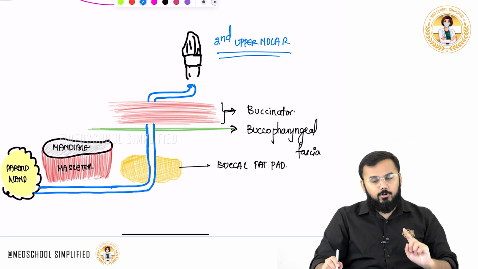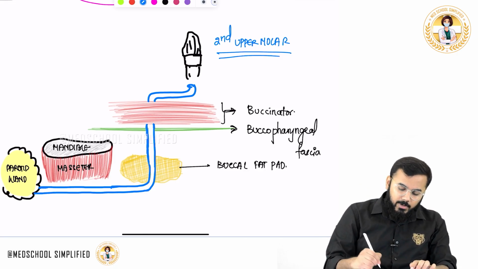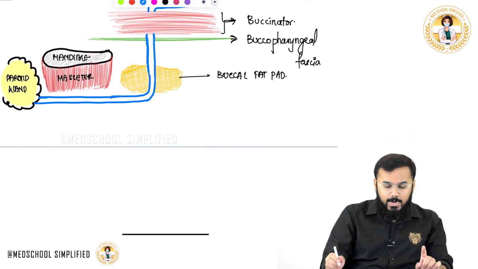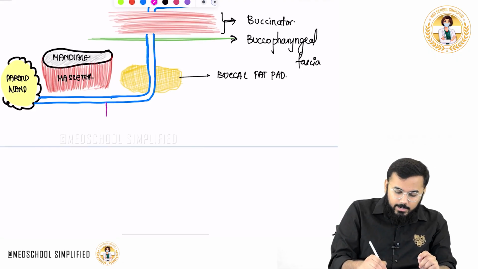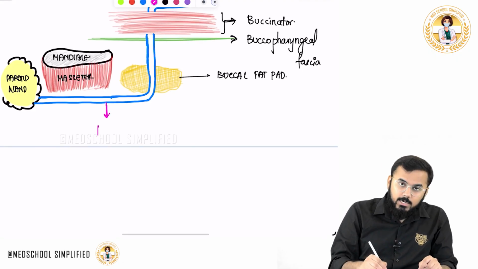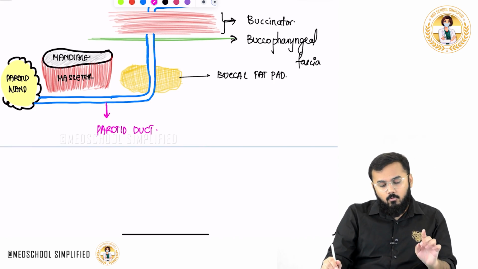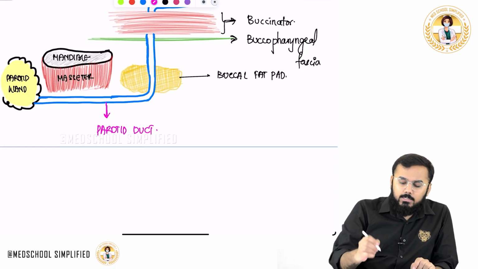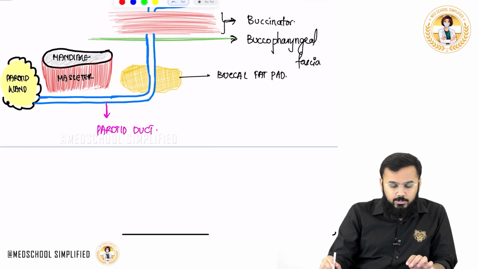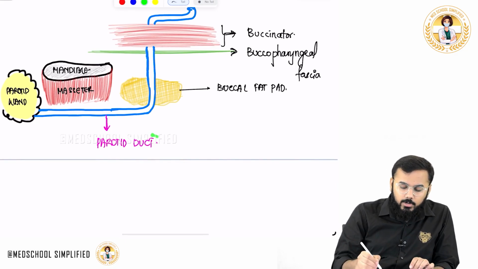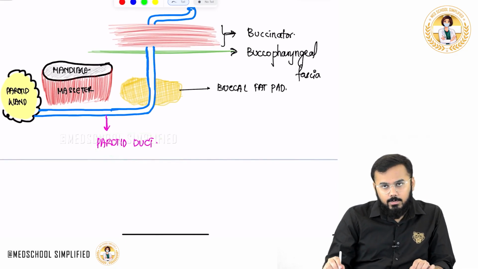If I have to tell you one thing, this particular gland is your parotid gland. Attached to this parotid gland, you see a duct here. This duct is called the parotid duct. What can you tell about this? Let me describe this picture. First, the parotid duct starts from the parotid gland.